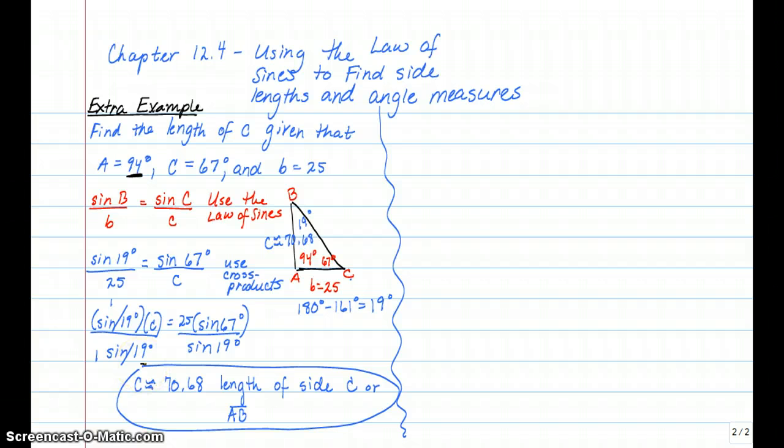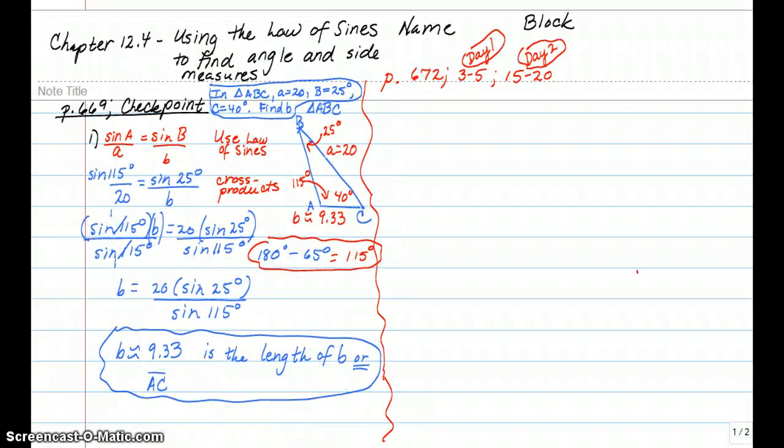Okay, now make sure you have enough information between your other notes, the classwork we did, and these two examples to be able to complete the assignment. I've already checked off page 672, 3 through 5. And the second part of this assignment will be page 672, 15 through 20.